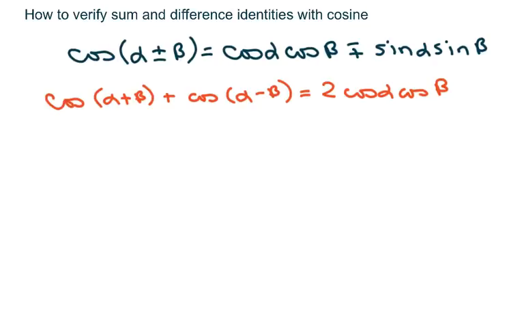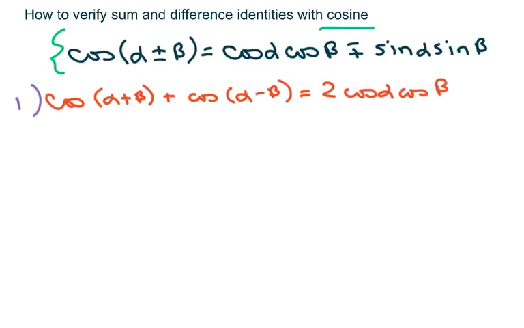Hi everyone, we're going to verify sum and difference identities with cosine. This is very similar to the ones we did with sine on the previous video. We're going to use this formula or identity, and the first one we're going to do is here, and we want the left side to look like the right side.